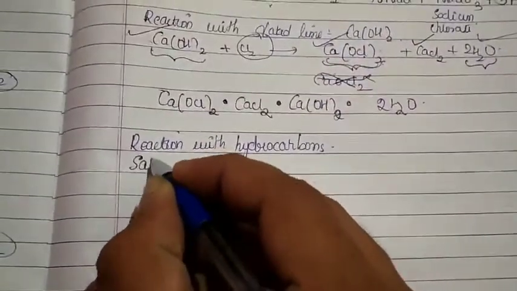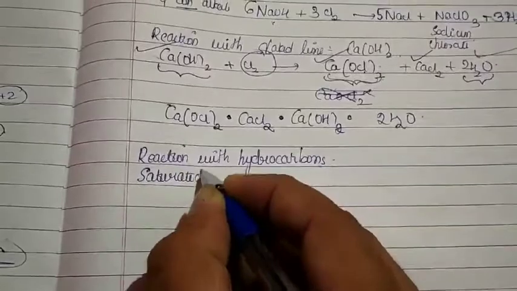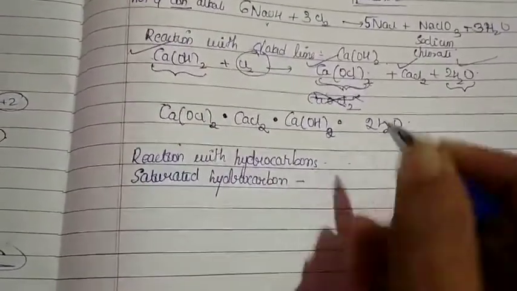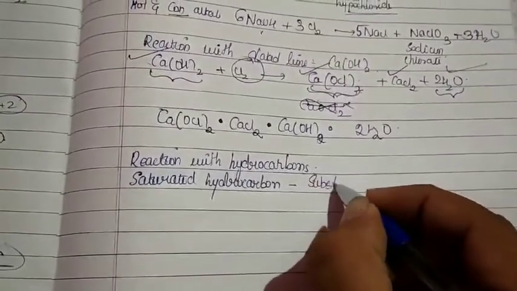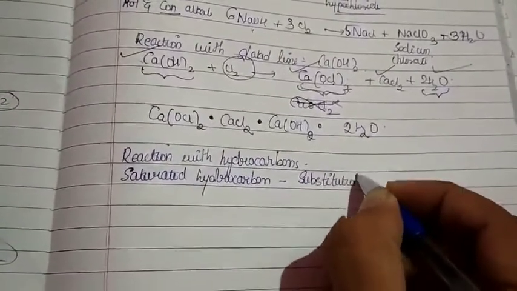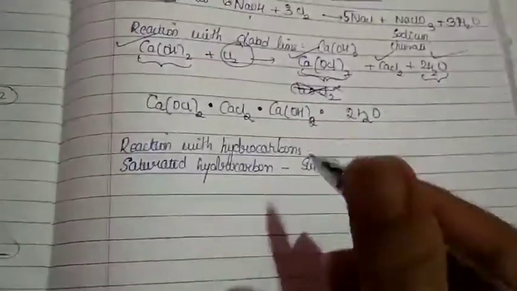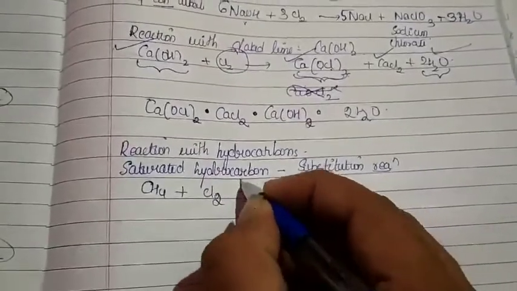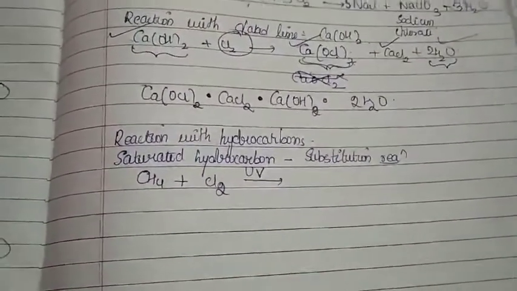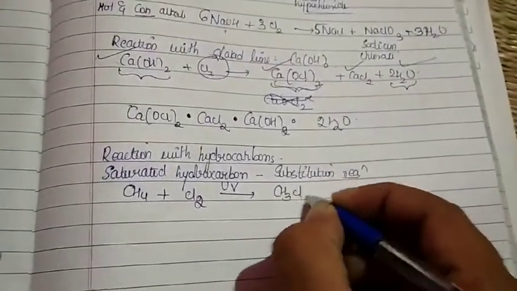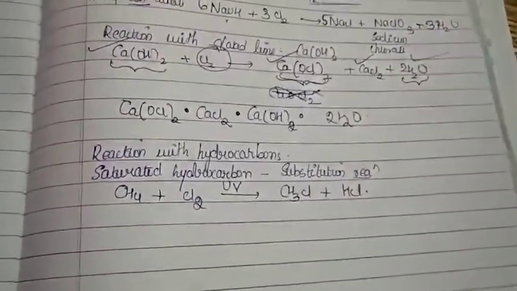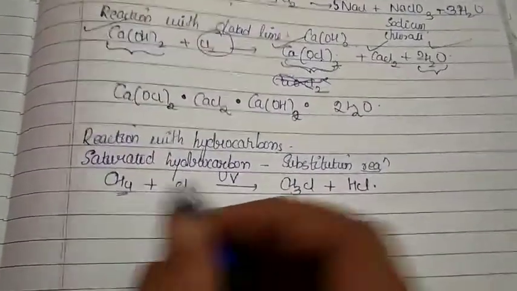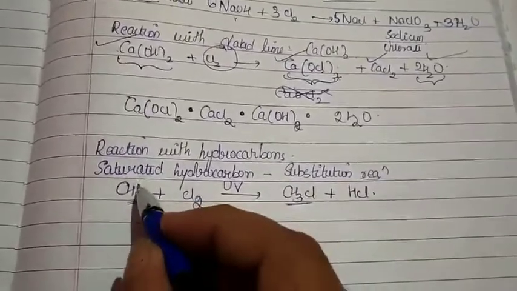Whenever you talk about saturated hydrocarbons reacting with chlorine, first of all, we'll understand what type of reaction is going to take place here. Basically, it will be a substitution reaction. For example, if I use CH4 in the presence of chlorine and UV light, you will get CH3Cl plus HCl. How, sir, is it a substitution reaction? You could just note that carbon was having 4 hydrogens, but here 1 hydrogen has been substituted with 1 chlorine.